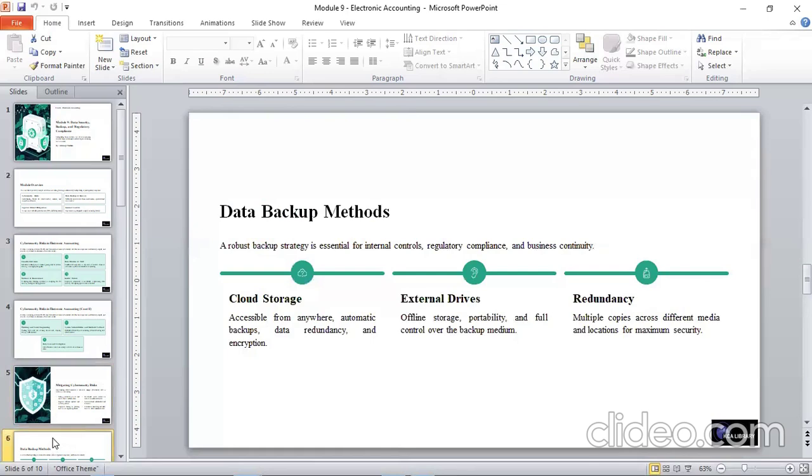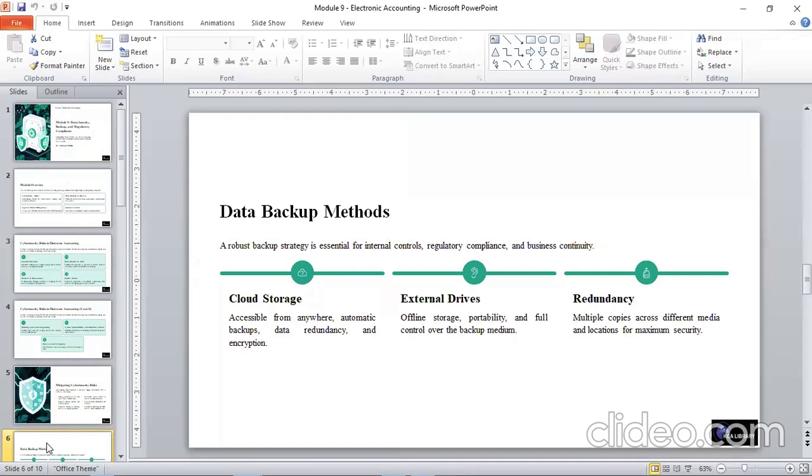For data backup, which we mentioned in the previous slide, what are the methods that are being used for data backups? A robust data backup strategy is essential for internal control, regulatory compliance, and business continuity.